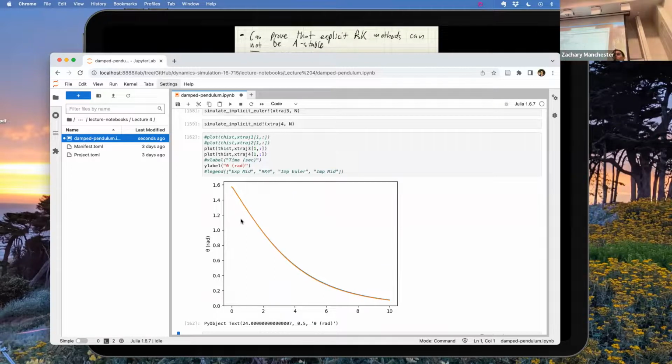And according to the theory, if I add damping, I'm just pushing everything farther into the left half plane. Both of these are A-stable, so they're fine forever. So I can jack this damping up as high as I want, and they'll do just fine. But the explicit ones, both RK4, even a good explicit method, right?